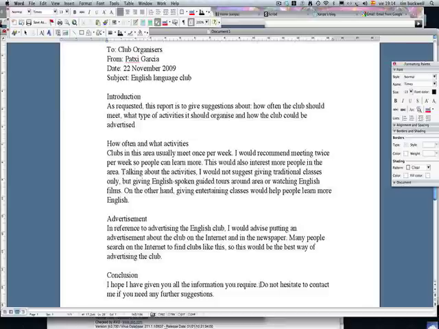Now we're going to look at and highlight some of the formal language here, which is very useful. As requested. Nice fixed expression. This report is to give suggestions, a passive structure. How the club could be advertised. Again, this passive structure. It could be advertised. Instead of you can advertise, it could be advertised.